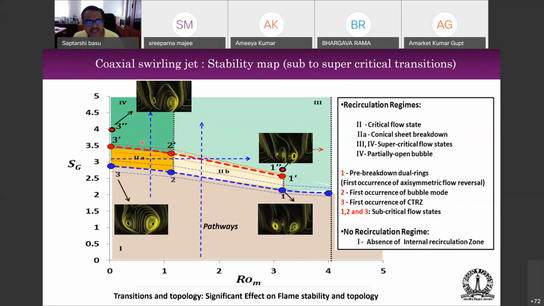So these are certain very interesting characteristics that we found, and this has been put to good use in a topology or a transition map.